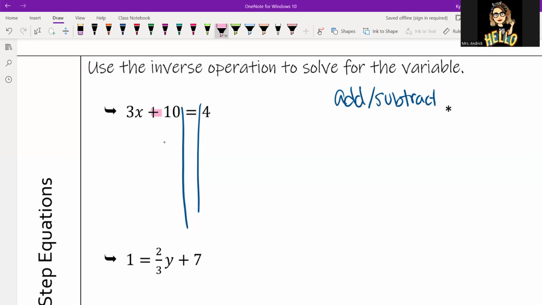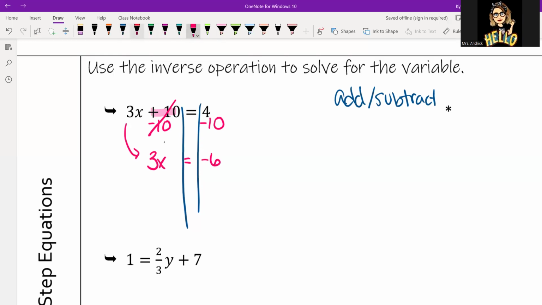So in this case, we have plus 10. So we're going to do the opposite of adding 10, and we're going to subtract 10 on both sides. Those 10s cancel. We're left with 3x equals 4 minus 10 is negative 6.